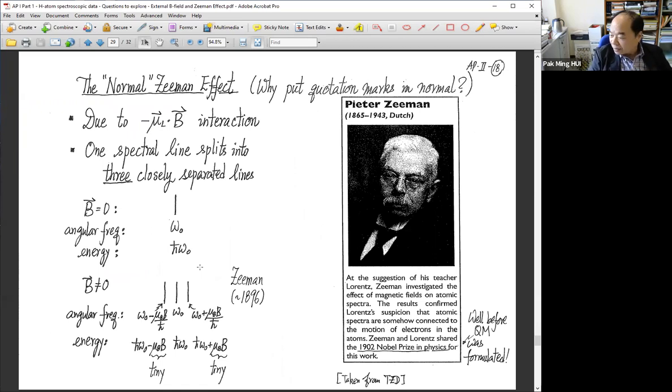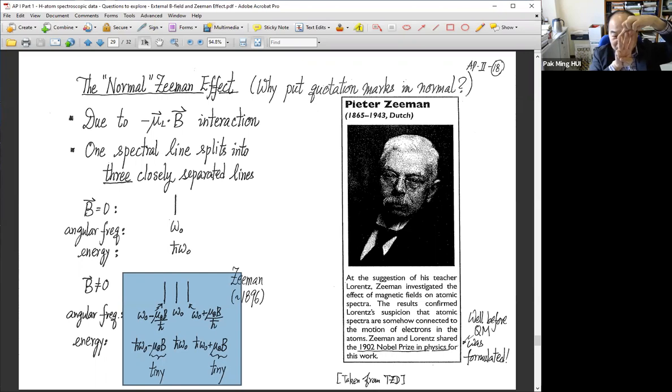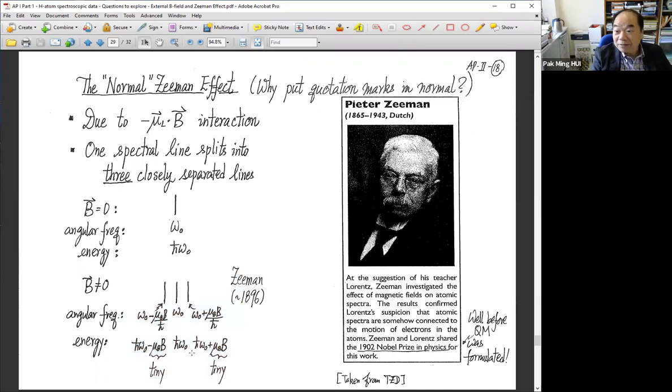Zeeman, a Dutch physicist, received the 2nd Nobel Prize, so much earlier than quantum mechanics was established. So far, our conclusion is that with no B field, there is 1 spectral line. With field, the effect should be 3 tiny separation lines. Okay, this is 10 to the -4 eV scale. This is what Zeeman observed in some atoms.